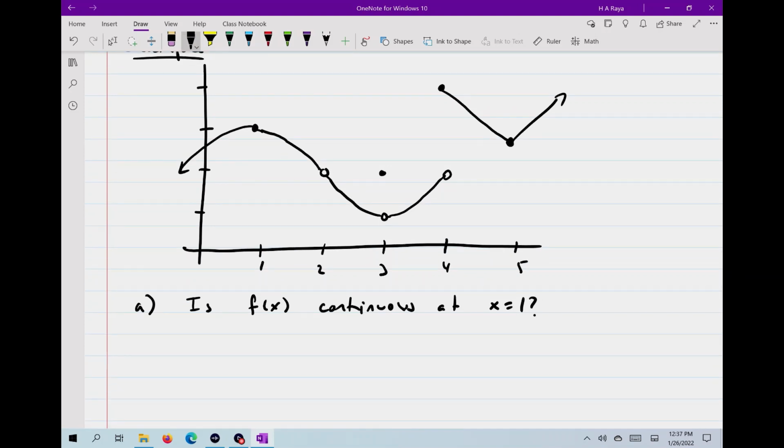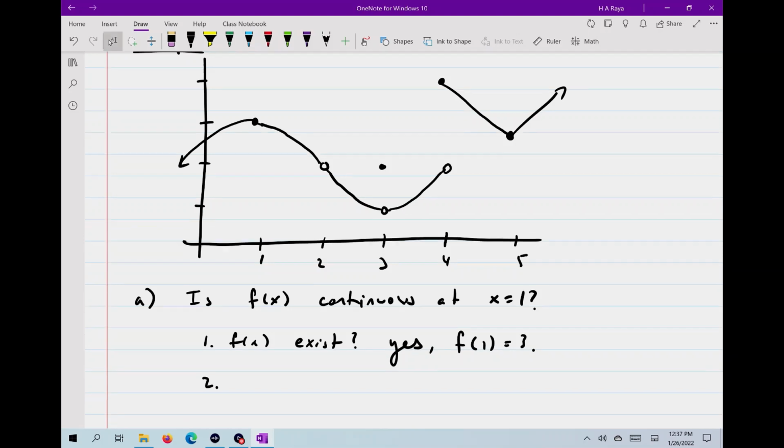So first we'll ask ourselves for our function at 1, does f of a exist? And here the answer would be yes. When you plug in 1 into your function, you get the number 3. So yes, and f of 1 would be equal to the number 3.